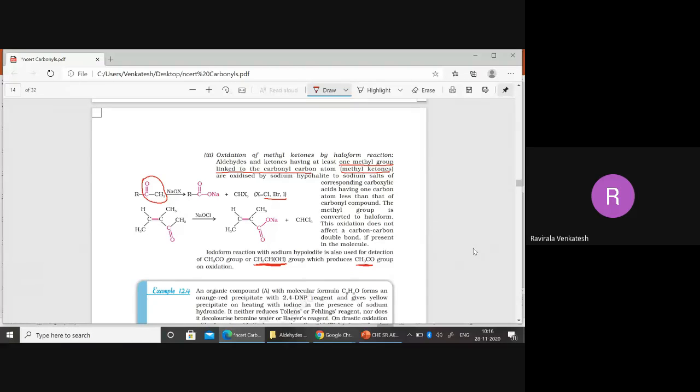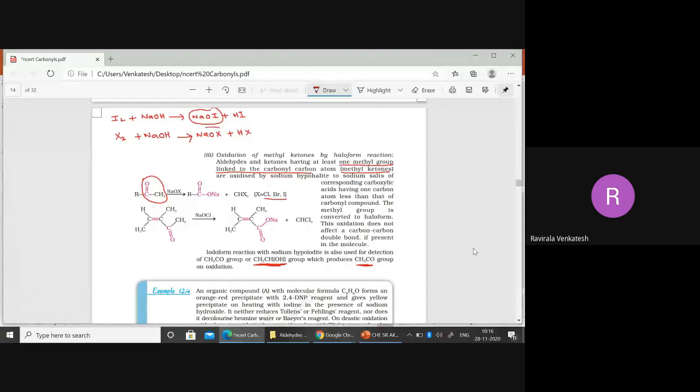So if I take iodine in presence of base, NaOH, now what happens here? Both will react to give NaOI, plus HI will be formed. For example, if I take X2 in presence of NaOH, or KOH also you can take, what do we get here? NaOX plus HX.